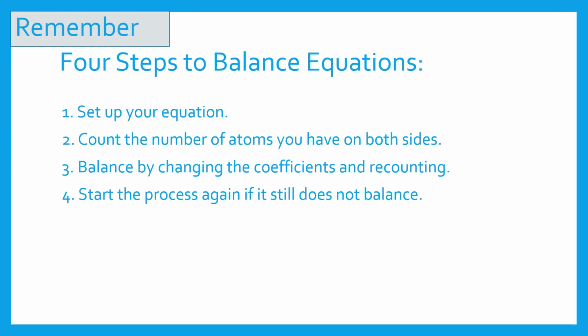So remember the 4 steps. First, set up your equation by figuring out what elements are there. Count the number of atoms on both sides to determine if they are balanced or unbalanced. If unbalanced, we can balance it by changing the coefficients and recounting our elements. And if one coefficient isn't enough, we simply start the process again and keep adding coefficients until we get something that works.